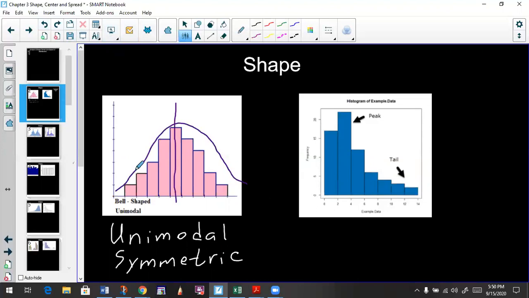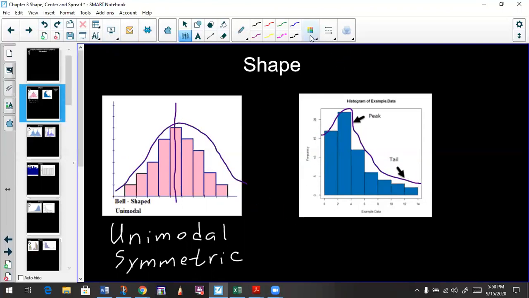Also, just as I sort of traced it out with the curve there, if I trace this one with the curve, see this one sort of goes down and to the right. So this one, you've got the peak here, but it sort of trails off to the right. The right side stretches out. We refer to that as a tail, and that's called skewed right.